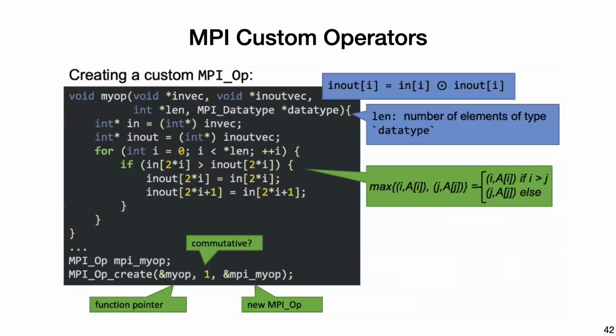And then the way that it does it, you can define an operator. So we have this function, and you can call op create. So this function pointer here, and then you can pass it into this new MPI op that you created. And that's it.